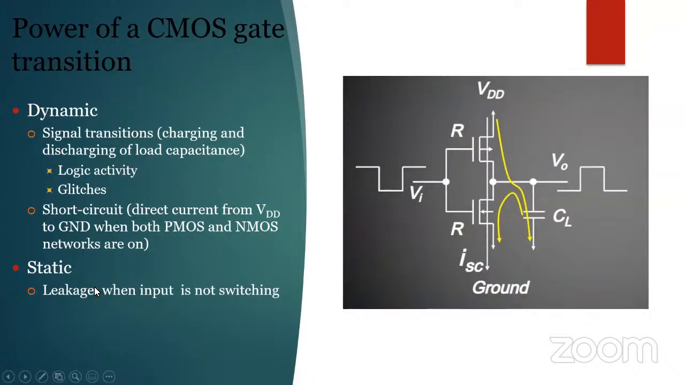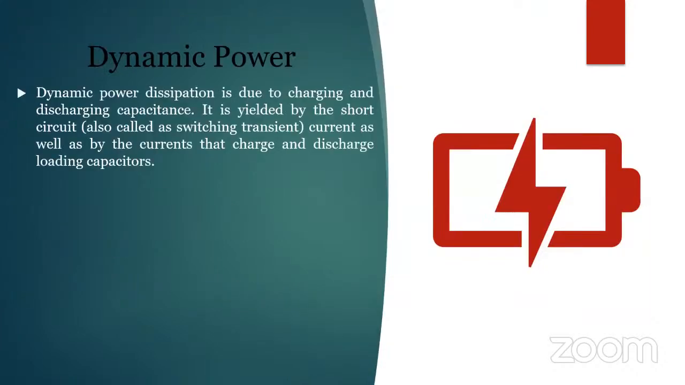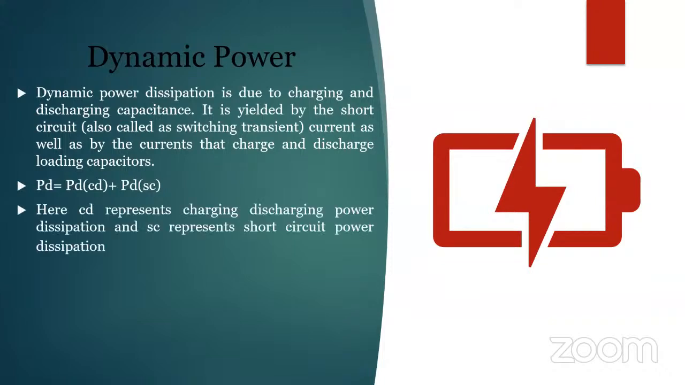And next is the static leakage. When we are not applying any input, the device is in the off state, but still we get some leakage currents, due to which static leakage power is observed. What static power is, we'll also discuss in detail. First, you can note down the definition of dynamic power. Dynamic power is due to charging and discharging, which I've already told you. There is also a contributor, the switching transient, that is the short circuit current. Here CD represents charging-discharging power and SC represents the short circuit power. When we add both of them, we get the total dynamic power.